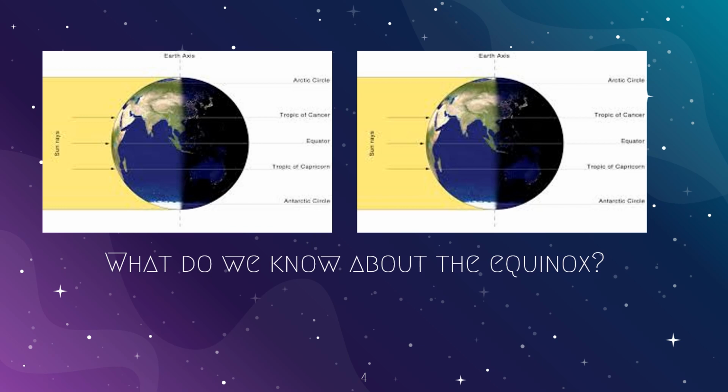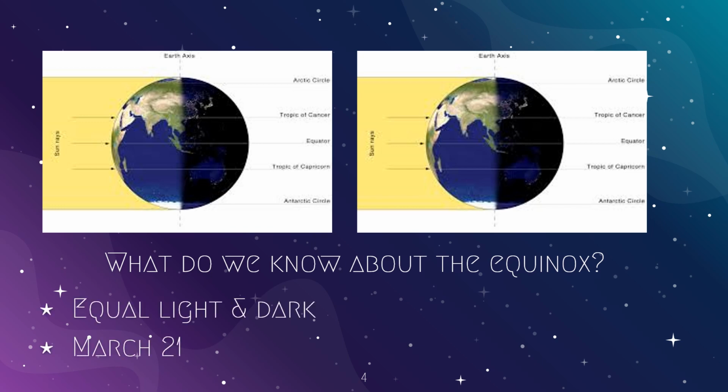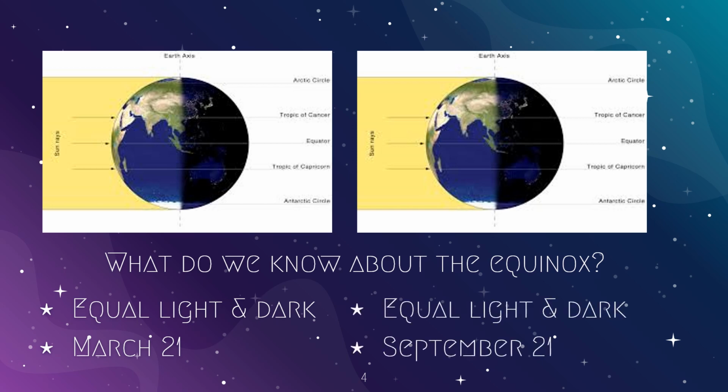So what do we know about our equinox? Well, we know equal means equinox. So that means we're not tilting toward the sun and we're not tilting away from the sun. We're getting close to equal light and equal dark. And it happens twice a year in the spring and the fall. So on March 21st and September 21st. Remember, those are equinox. We're not tilting toward it. We're not tilting away from it.